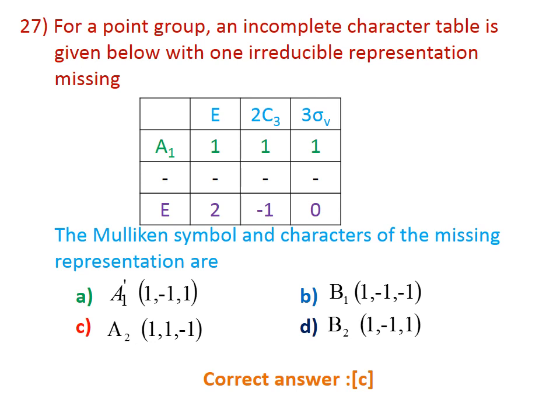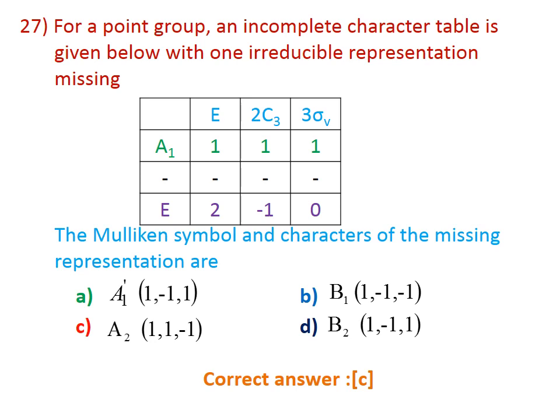This can be checked by taking one of the important properties: two irreducible representations are orthogonal to each other. If we consider A2 and A1, A2 is 1, 1, minus 1. You multiply 1 into 1 into 1, plus 2 into 1 into 1, plus 3 into 1 into minus 1. 1 plus 2 minus 3 will be equal to 0.